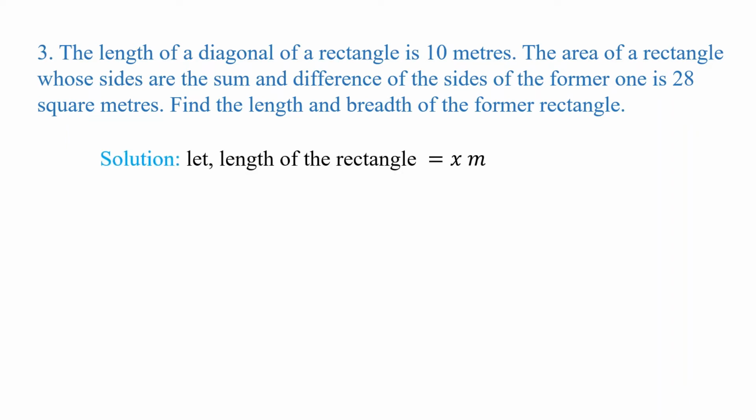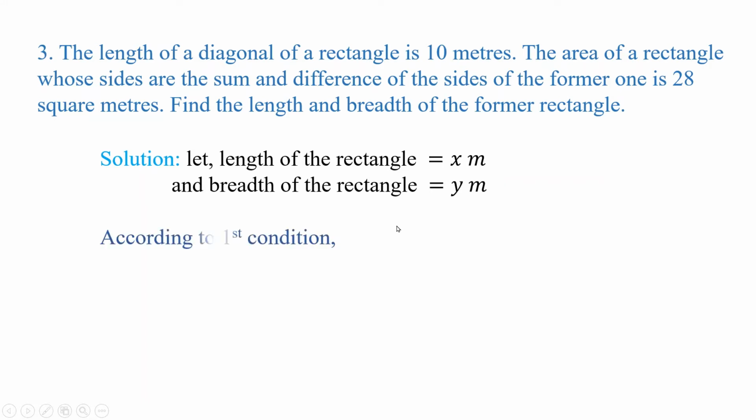Solution: let the length of the first rectangle be x meters and the breadth of the first rectangle be y meters. Therefore, according to the first condition, given that the length of a diagonal of a rectangle is equal to 10 meters.